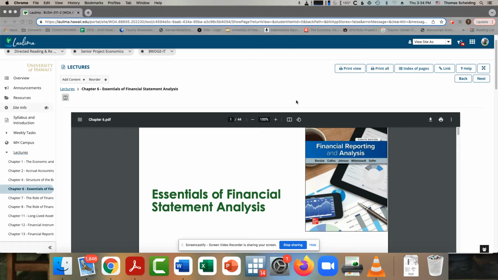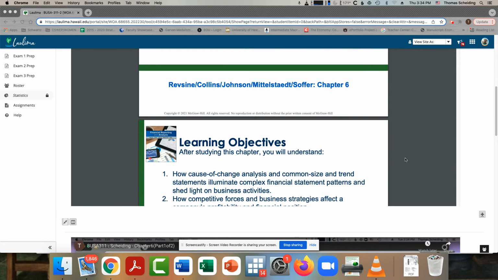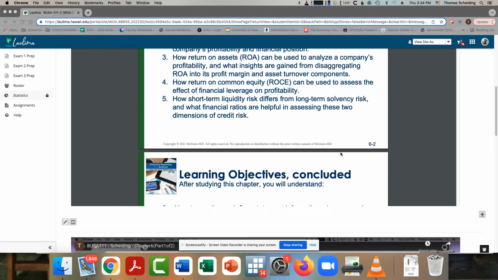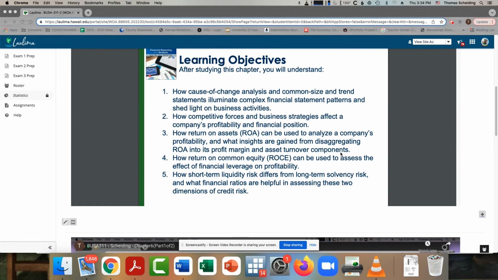And then the final thing we do in this chapter is we get some introduction to how to assess credit risk. And we're going to do that through the cash flow statement. So this chapter then sort of represents our first entry point into actual financial analysis.